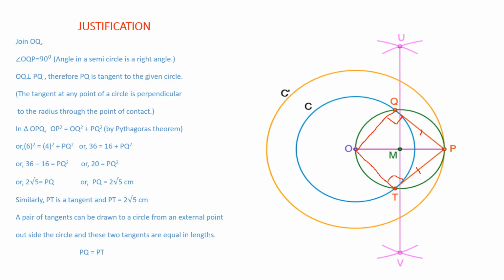So a pair of tangents can be drawn to a circle from an external point outside the circle, and these two tangents are equal. So only a pair of tangents can be drawn. So PQ and PT are tangents drawn from an external point P, and both are equal.